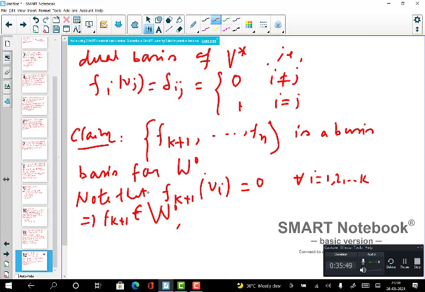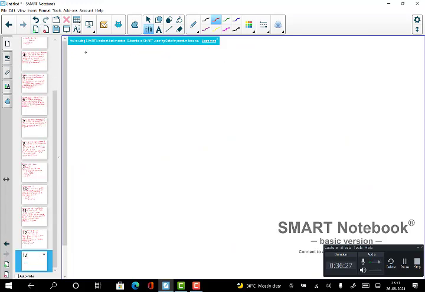Similarly, all those f_{k+2} and so on are all elements of W naught, because they vanish on the basis of W. So these vectors are elements of W naught. That is not a problem. And also this is linearly independent, which you already proved last day: these coordinate functionals are actually linearly independent.